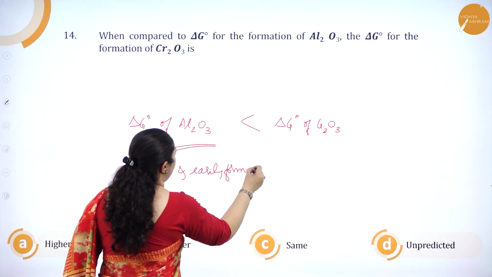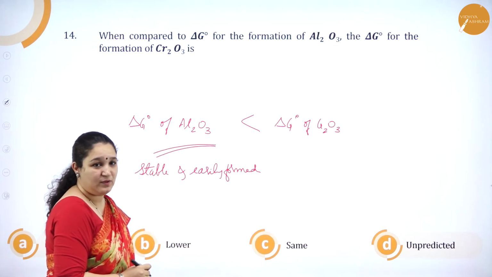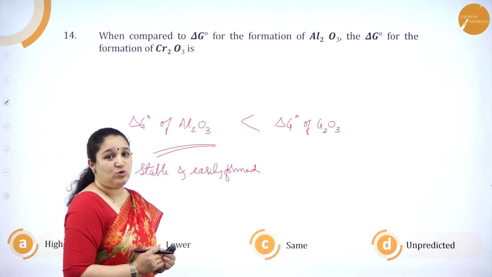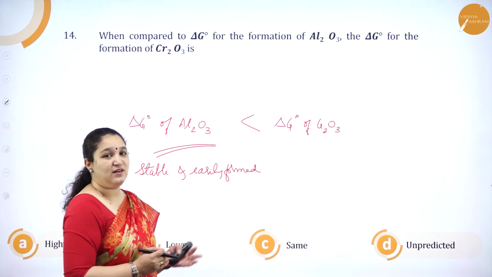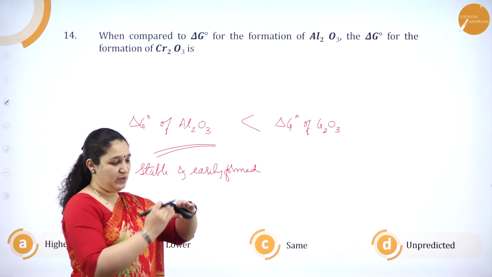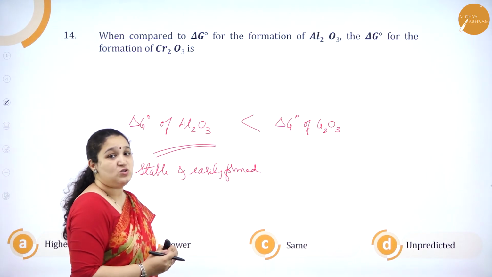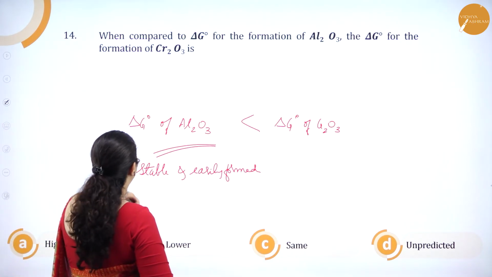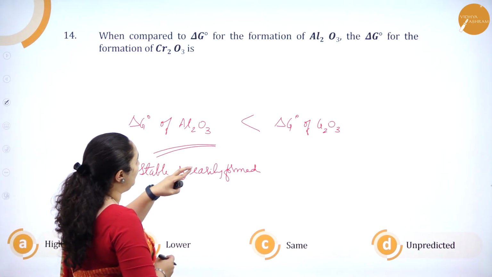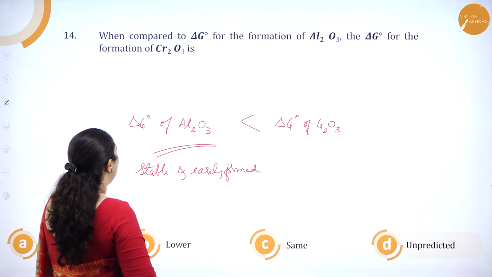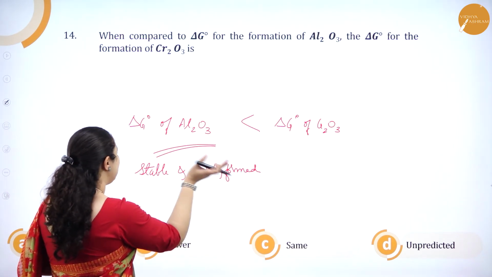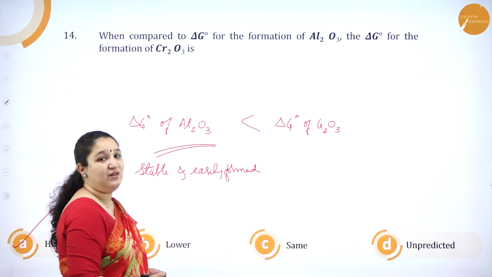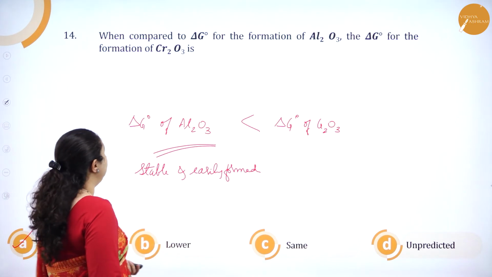You have to just look into your Ellingham diagram. You can see the line of Al2O3 and Cr2O3 where exactly it is present. You will get a clear idea. This is less than Cr2O3. That's below the Cr2O3 line. Okay. So, the correct answer is it is less than Cr2O3. When compared to delta G naught of formation of Al2O3, the delta G naught of formation of Cr2O3 is greater than Al2O3. So, it is higher. It is option A. We'll go to the next question.